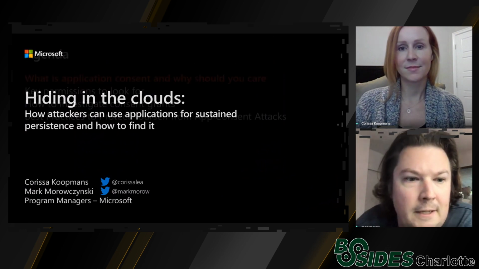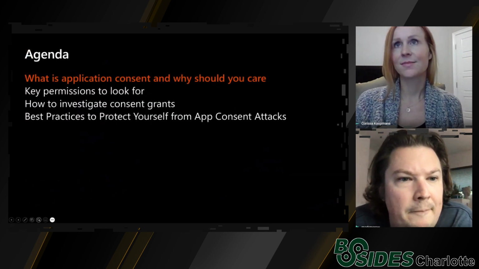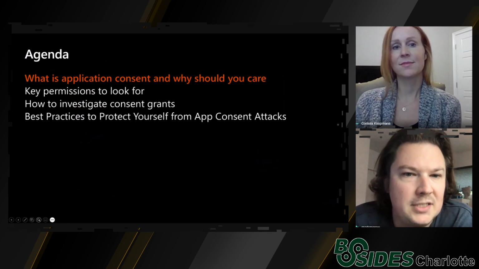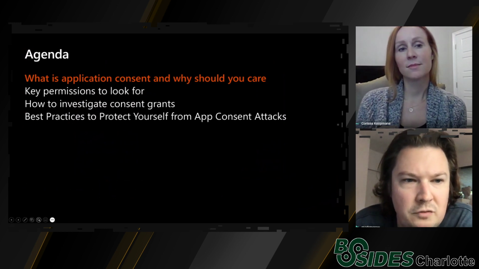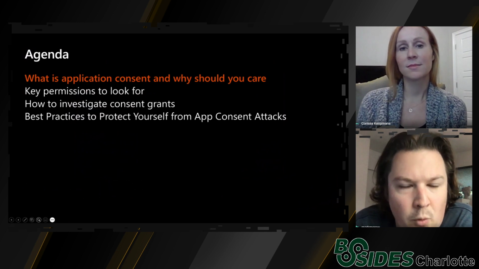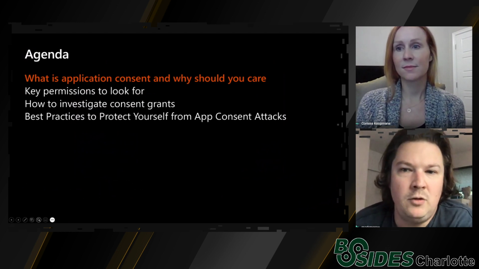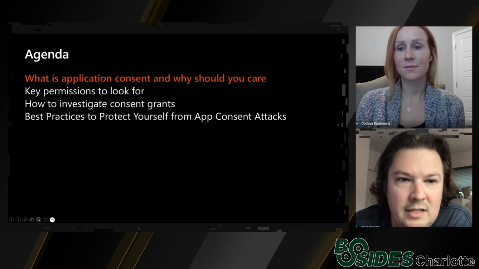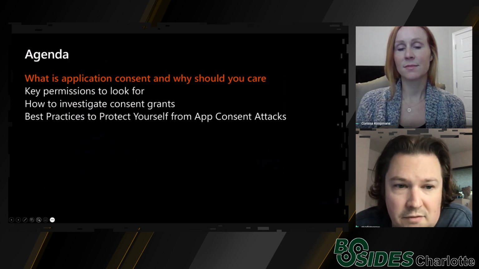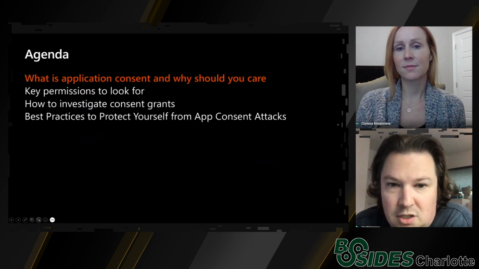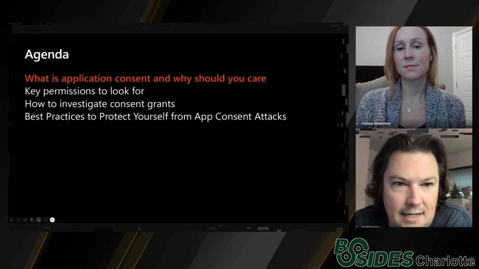So for this talk, Chris, you can go to the next slide, is talking about this thing called application consent and application permissions and things like that, which some people may not be aware of. So first, we want to make sure you understand what we mean by application consent and really why you should care about this if you haven't started looking at this already. Then we're going to talk about some key permissions you should be looking for in your environment, as well as how to investigate these consent grants in your environment. And then lastly, we're going to cover some best practices you can follow to protect yourself from these application consent type of attacks.